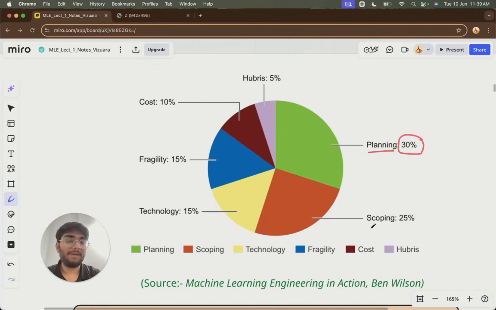Next is scoping and research, which contributes 25%. This is a huge number. When you have proper planning, but you don't do enough research on what algorithm to use, what kind of existing work is available, and what kind of database you'll be getting. If you get a database in a CSV file, but your algorithm doesn't support working on that database, and you started to work on that algorithm, then that will lead to failure of the project. So you need to think about scope and research as well.